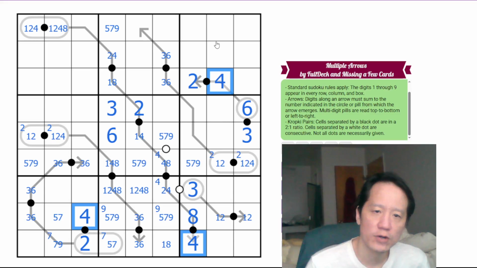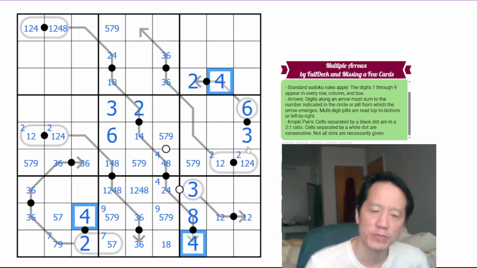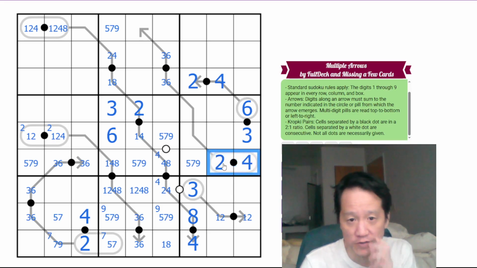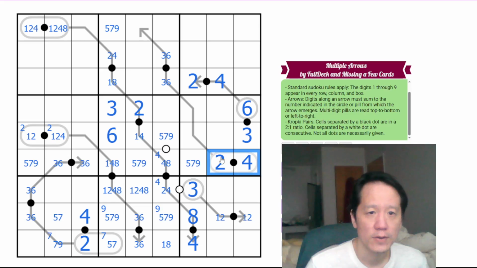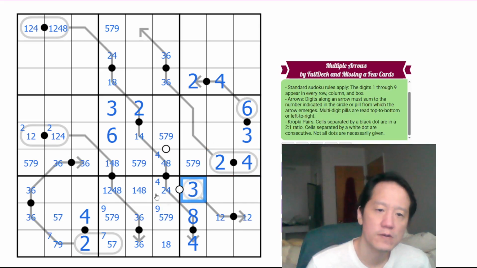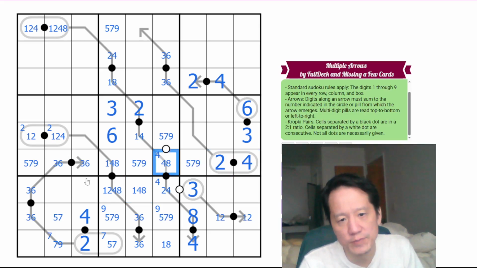Where is the 4 in column 9? Can't be any of these 3 cells, can't be any of these 3 cells because of the 4 in the boxes. So it can only be here now. So this is 4, this is 2. So this is 24. This can't be 2 here because of this 2. This can no longer be 4, so it must be 8.